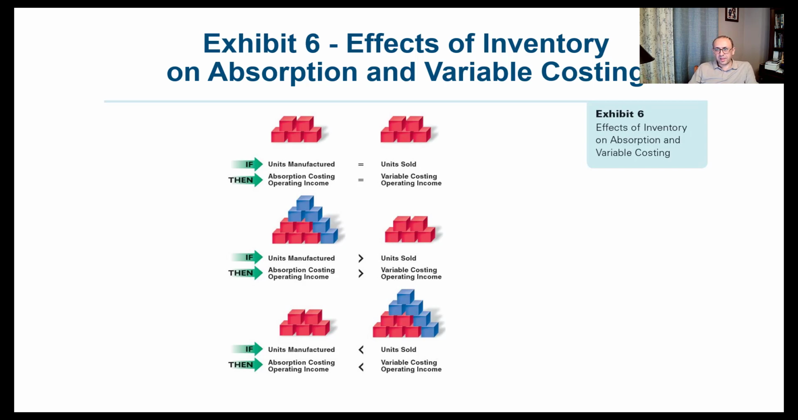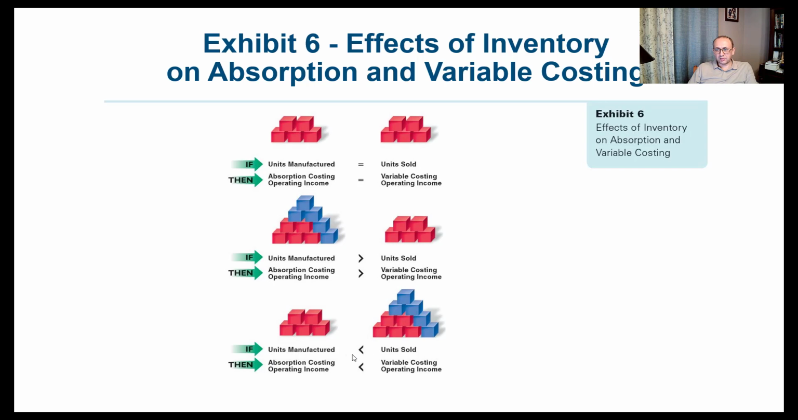But if units manufactured is greater than the units sold, in other words, we'll have part of our ending inventory absorbing the fixed cost under absorption costing, then the absorption costing operating income would be higher than the variable costing operating income. Again, if the units manufactured is greater than the units sold, then absorption costing operating income would be higher, because our cost of goods sold would be higher in this case.